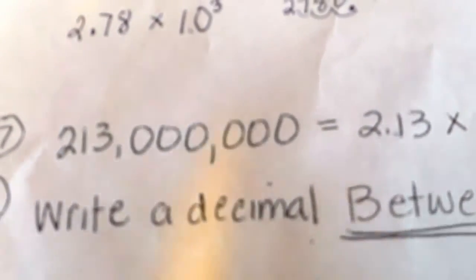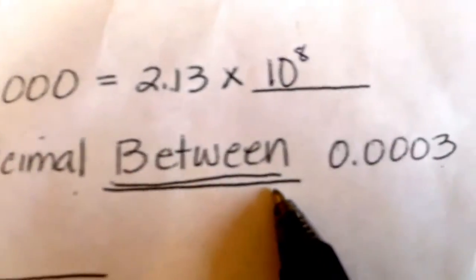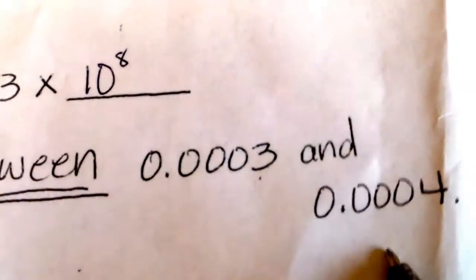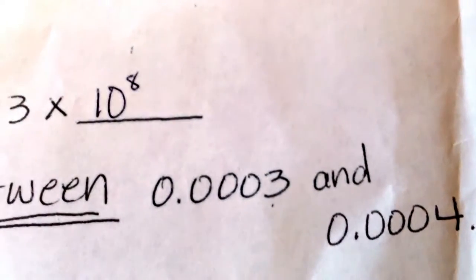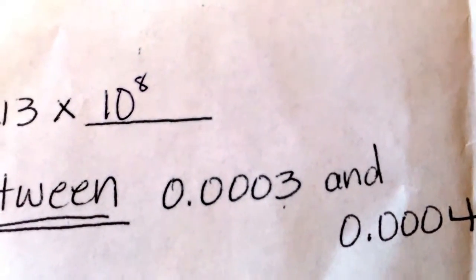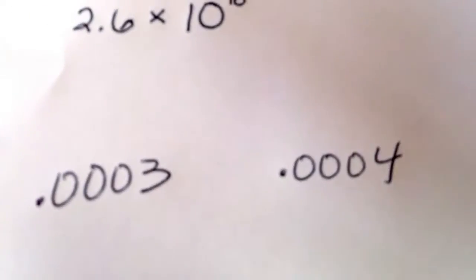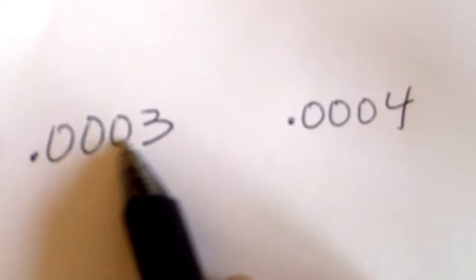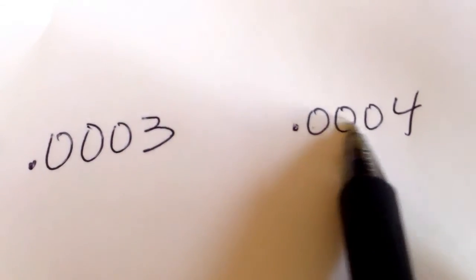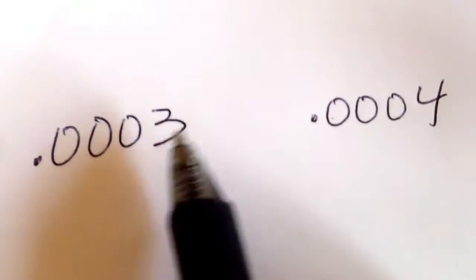Continuing, we are going to find a decimal that's between this value and this value. So I'm going to write these values on another piece of paper. We have to find a number, a decimal, that's between these. So it has to be greater than this one and less than this one.